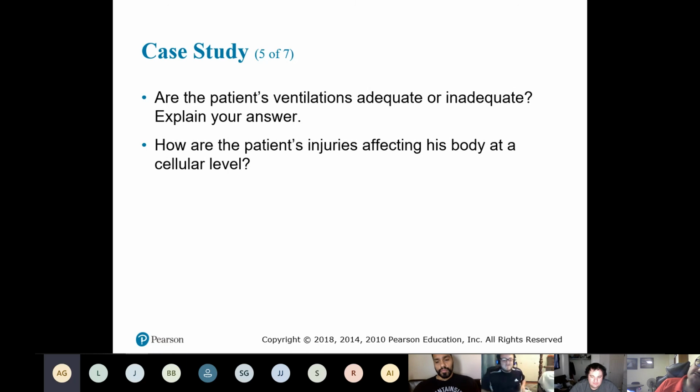And he got stabbed in the chest? Also, yes. So how are the patient's injuries affecting his body at a cellular level? Think about this. I covered it. Diffusion isn't able to take place in one of his lungs? Okay, that's part of it, but what else?